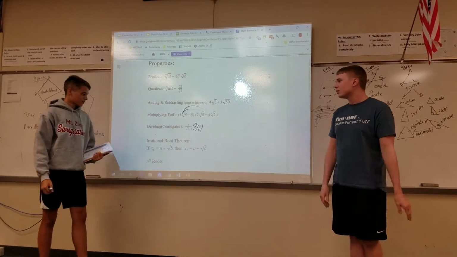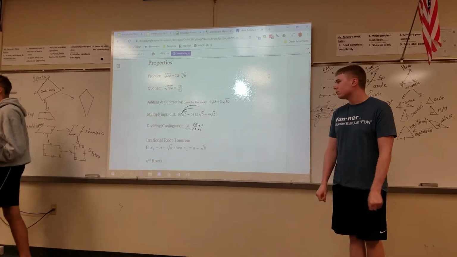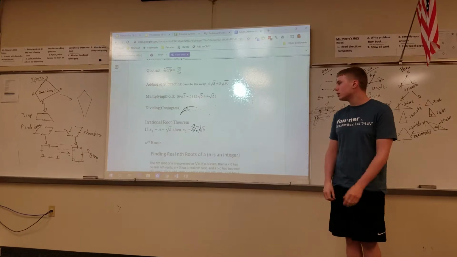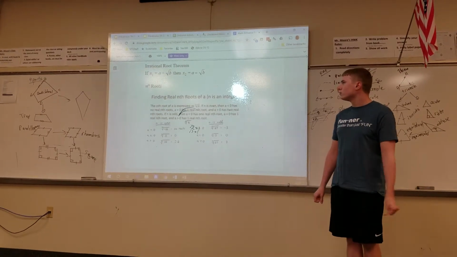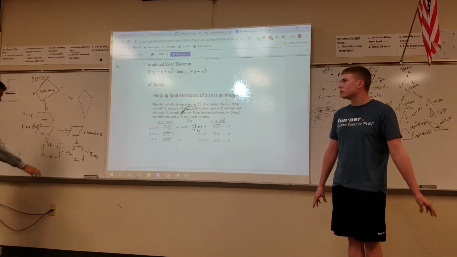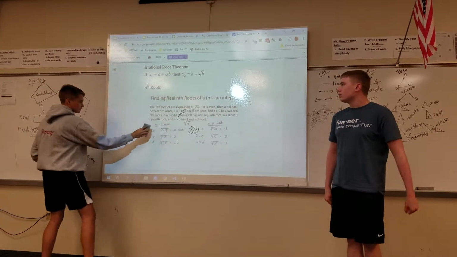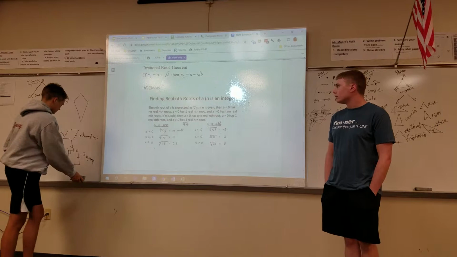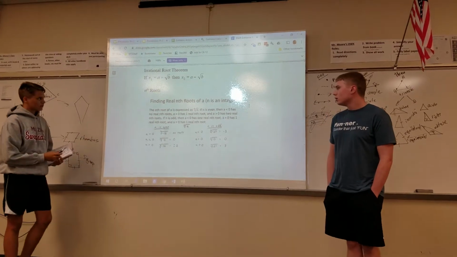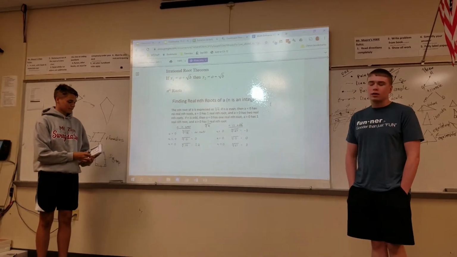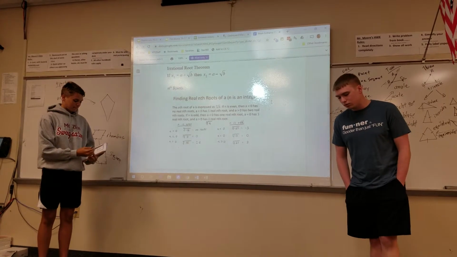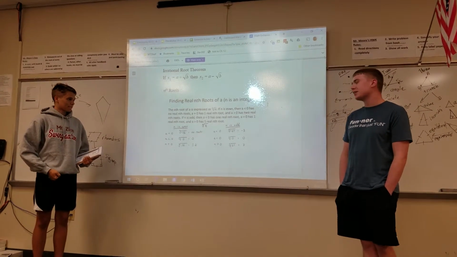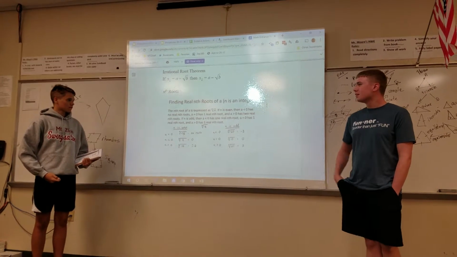Roots also have an irrational root theorem. So if x1 is equal to a plus square root of b, then x2 is equal to a minus square root of b. The nth roots is basically just finding the real number of n, which is the integer, which is multiple ways where you can use logs, but we weren't assigned that, so we can move on. That's about it.